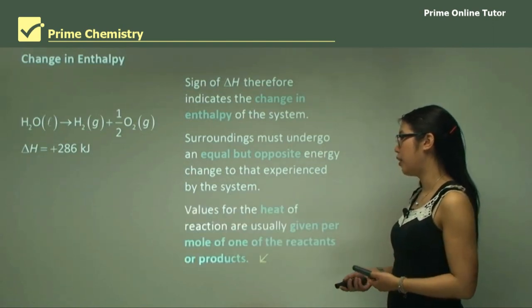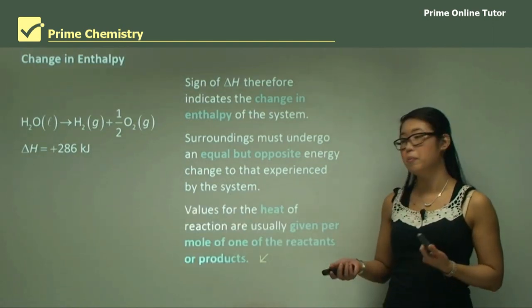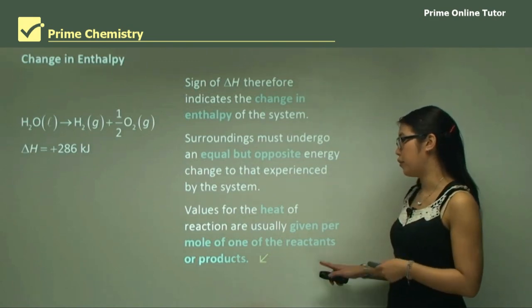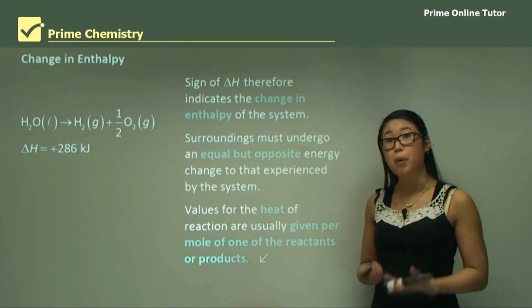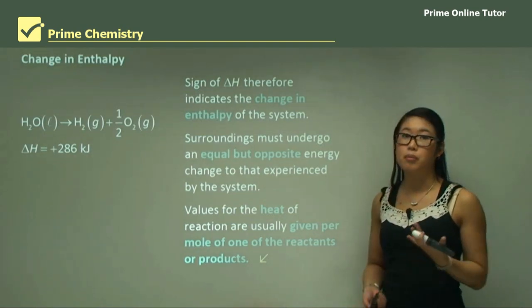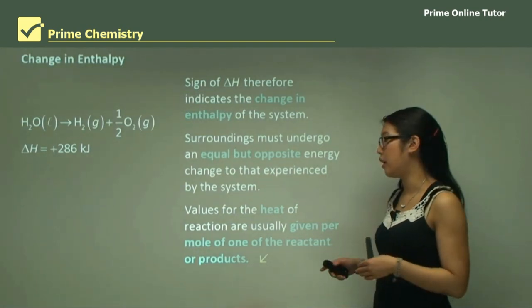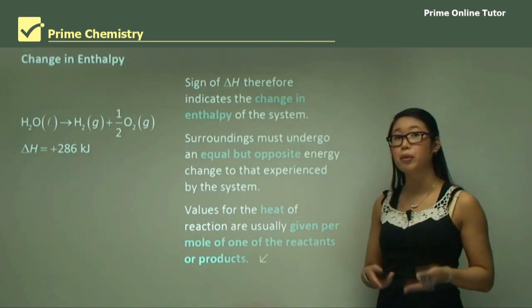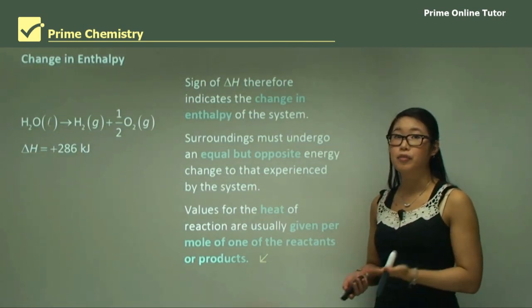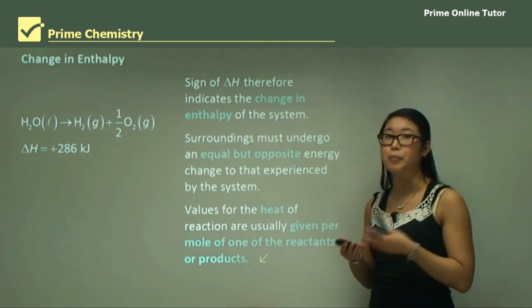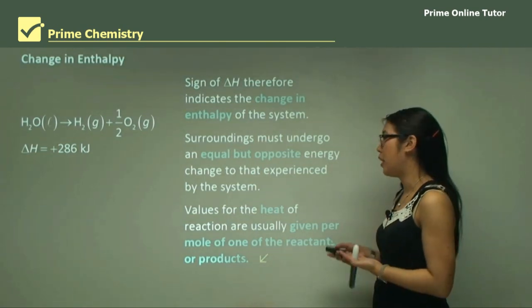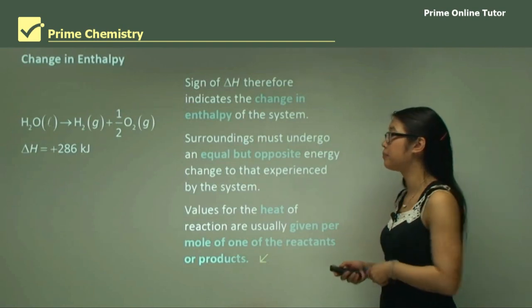So the values of heat of reaction are usually given per mole of one of the reactants or products, because in chemistry we use the unit moles, and this usually gives us a more accurate and very specific amount of heat per mole. Therefore we can say instead of 2 moles we have 1 mole, and it will be the same ratios, and we can then compare and contrast.